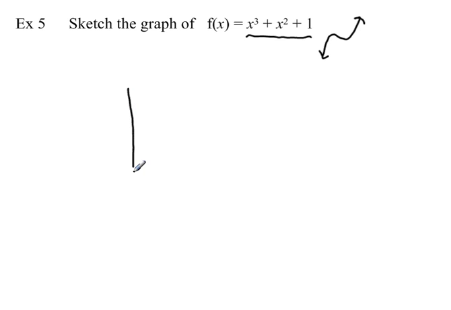And I'm just going to jump right to my graph here. I'm going to plot some points. I'm going to think, well, if x is 1, we get 1 plus 1 plus 1. Then we get a y value of 3. If x is 0, we get 0 plus 0 plus 1. We get a y value of 1. If x is negative 1, we get negative 1 plus positive 1 plus 1. We get a y value of 1. If x is negative 2, we get negative 8 plus 4 plus 1. We get negative 3.